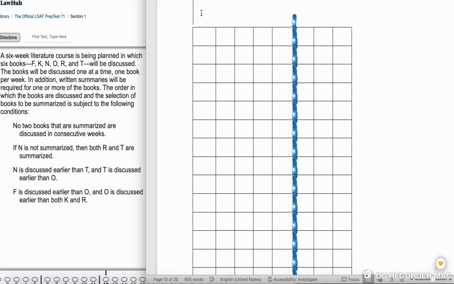A 6-week literature course is being planned in which 6 books, F, K, N, O, R, and T, will be discussed. The books will be discussed one at a time, 1 book per week. In addition, written summaries will be required for 1 or more of the books. The order in which the books are discussed and the selection of the books to be summarized is subject to the following conditions.